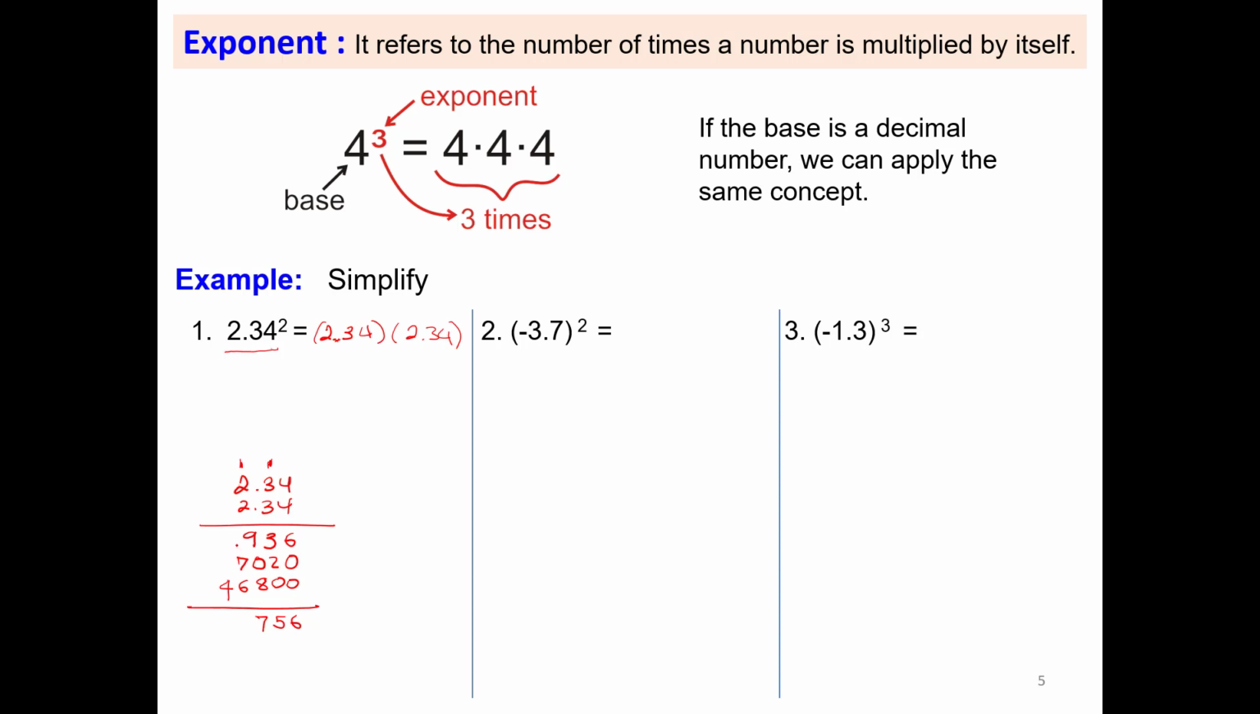Add the numbers together. We need to count the decimal places. 1, 2, 3, 4. 1, 2, 3, 4. And the decimal place must be over here. Because both numbers are positive, the product is positive. Then the answer here is 5.4756.